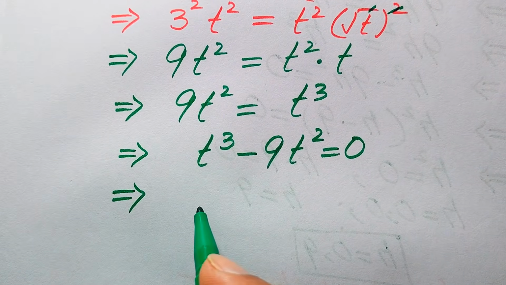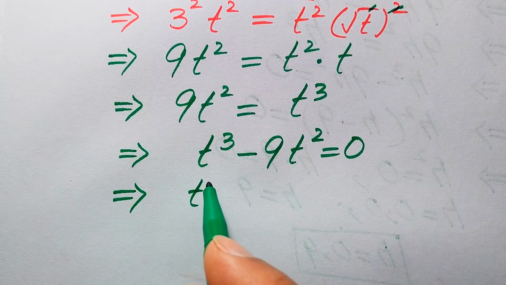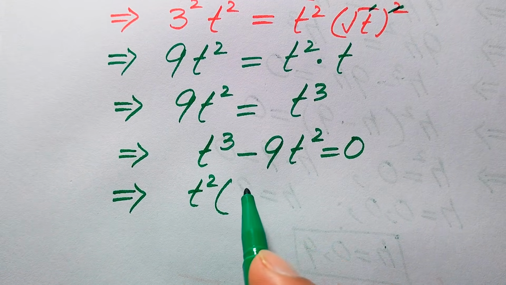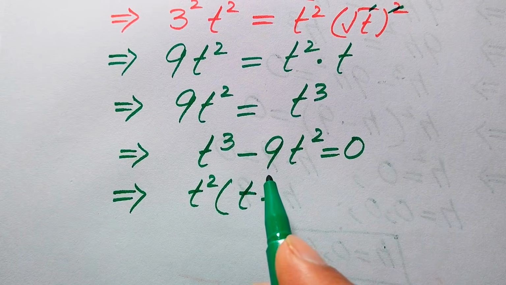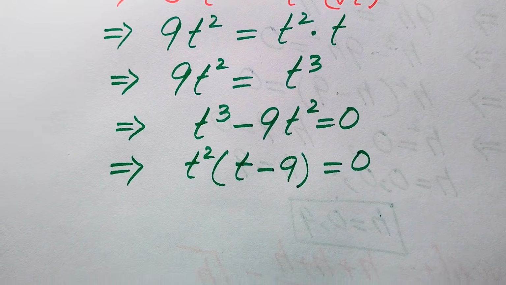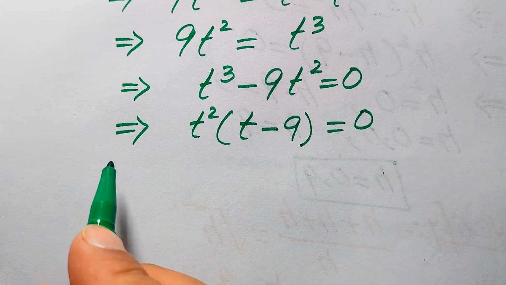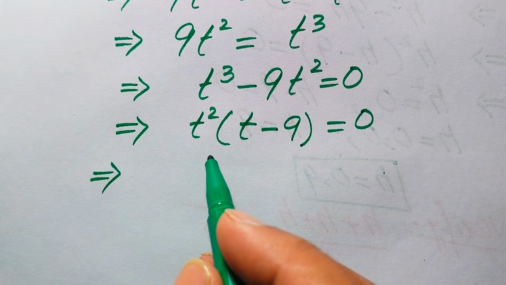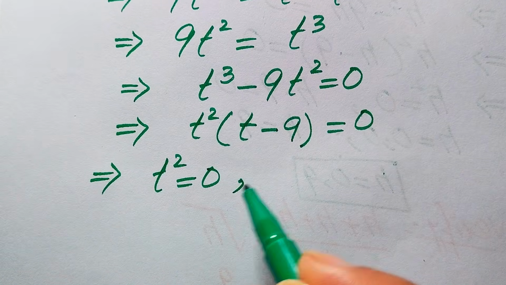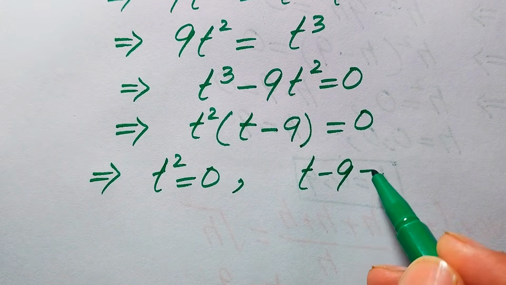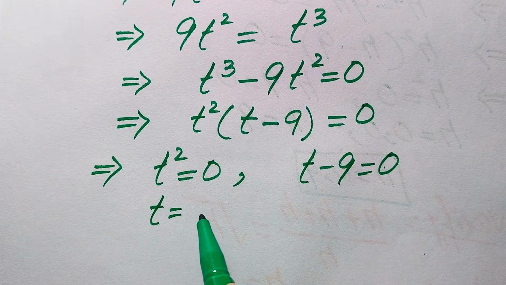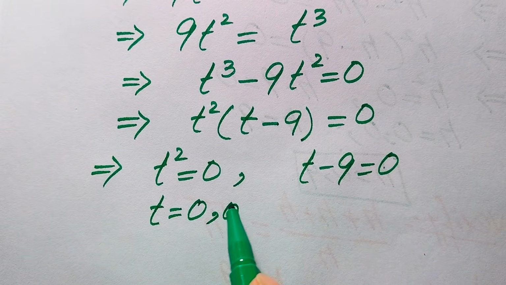And now in the next step we need to take common t square from both of these terms, and after taking common t square we get the remaining values: t minus 9, and this whole equation is equal to 0. Now we divide this equation into two cases. The first case is t square is equal to 0, and the second case is t minus 9 is equal to 0. From here we obtain the value of t is equal to 0 and 0.